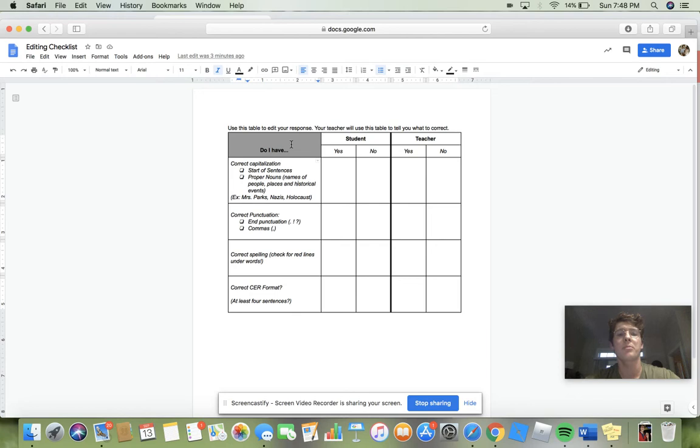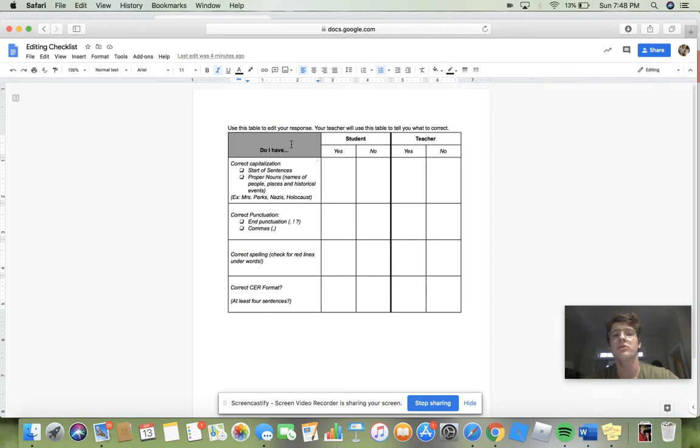And then you're going to look for proper nouns. So proper nouns are the names of people, places, or historical events in the case of the unit we're on right now. So Nazis, Holocaust, Jews, World War II. Those are all things that we're talking about right now, and those are all the names of things that should be capitalized. Names like Mrs. Parks, Mr. Snyder, your name is capitalized when you write it on your paper. So things like that need to be capitalized. If it's not, correct it, and then check yes under yes with student.